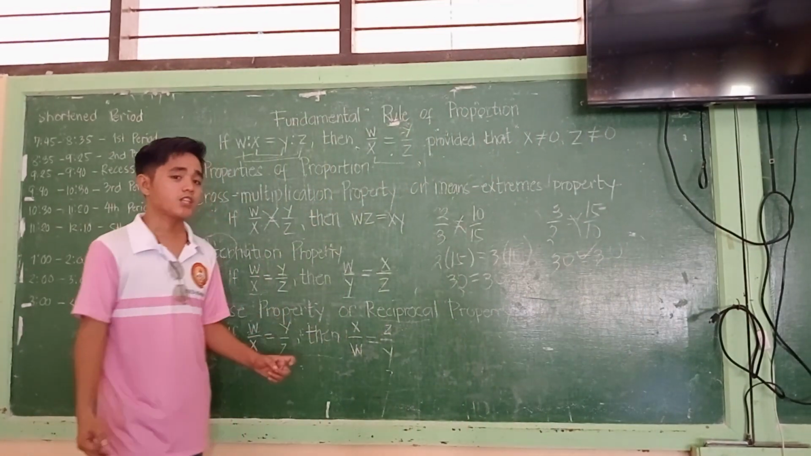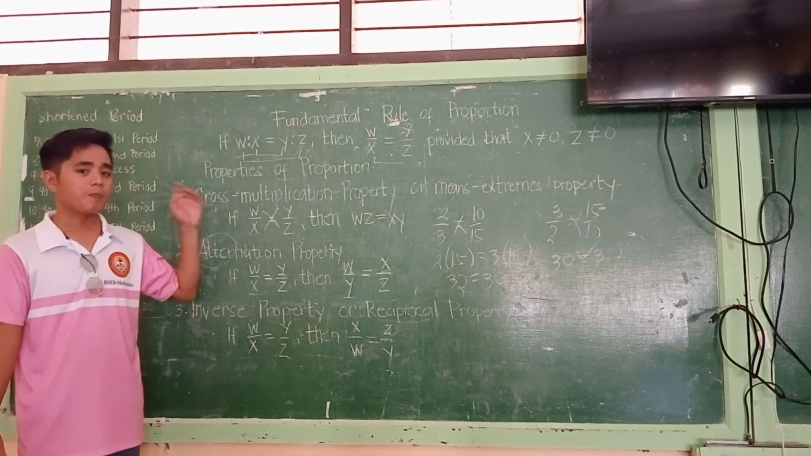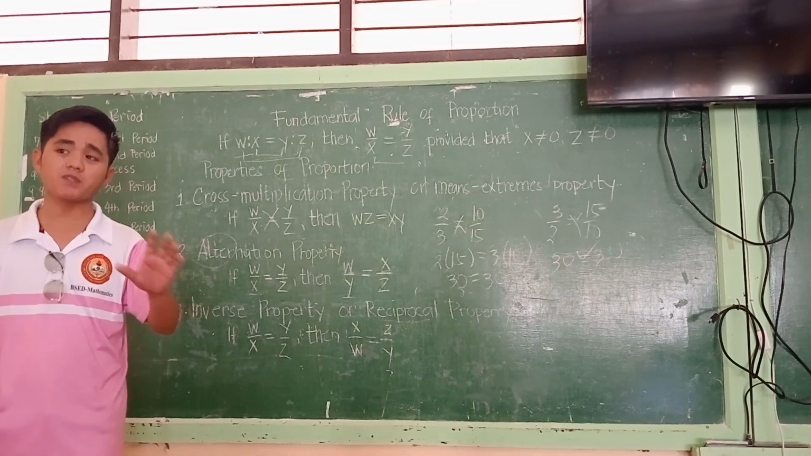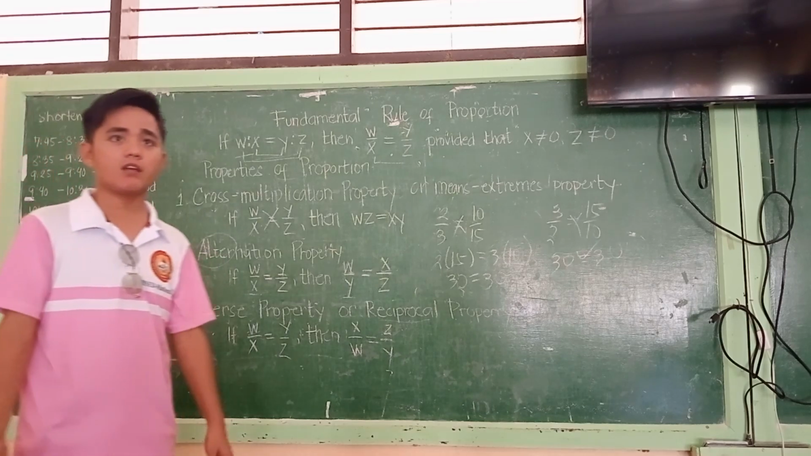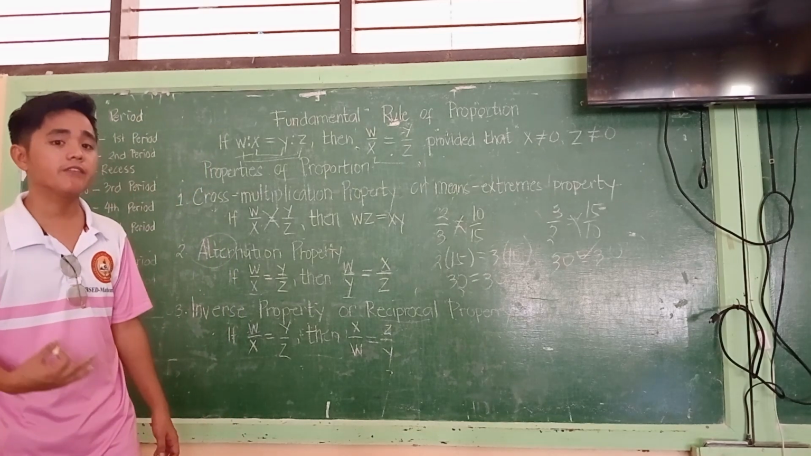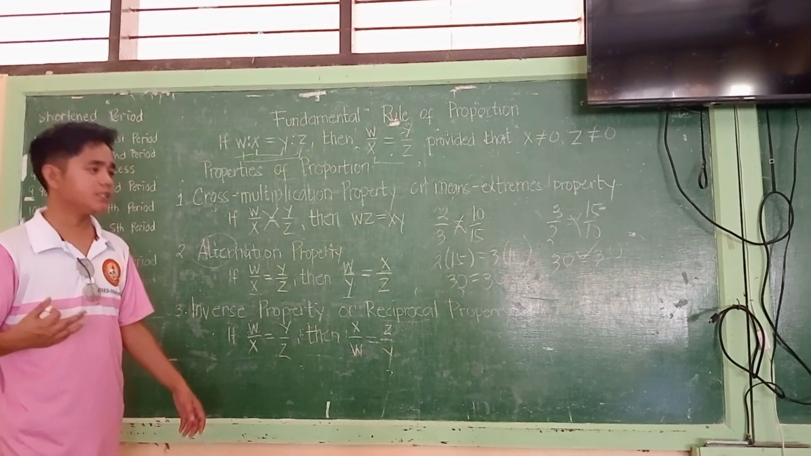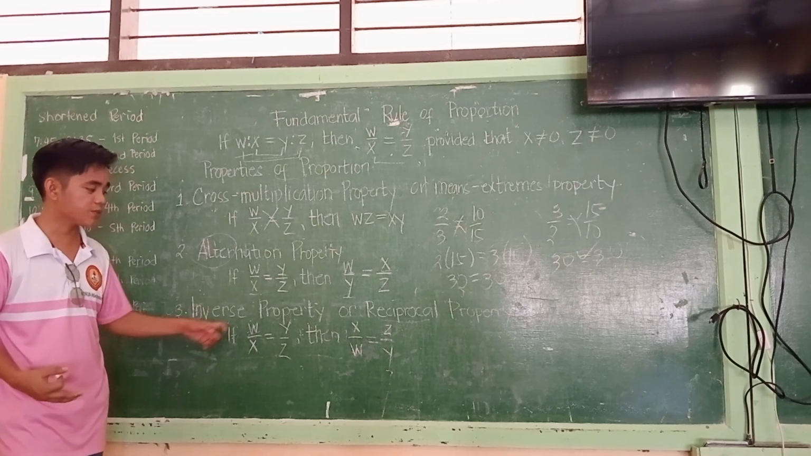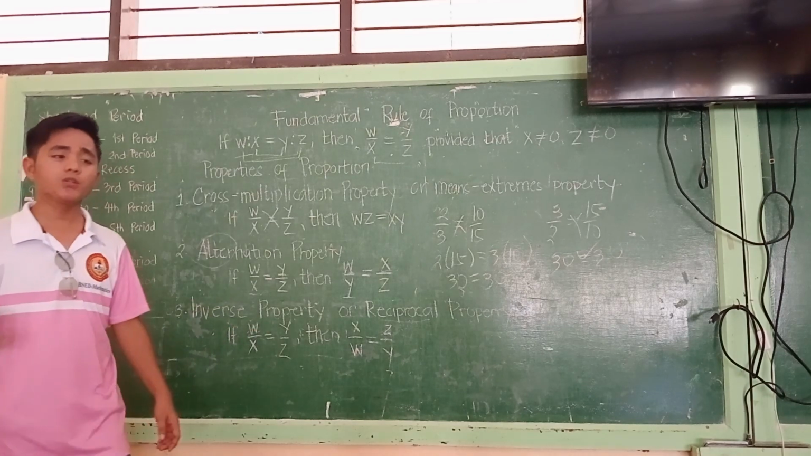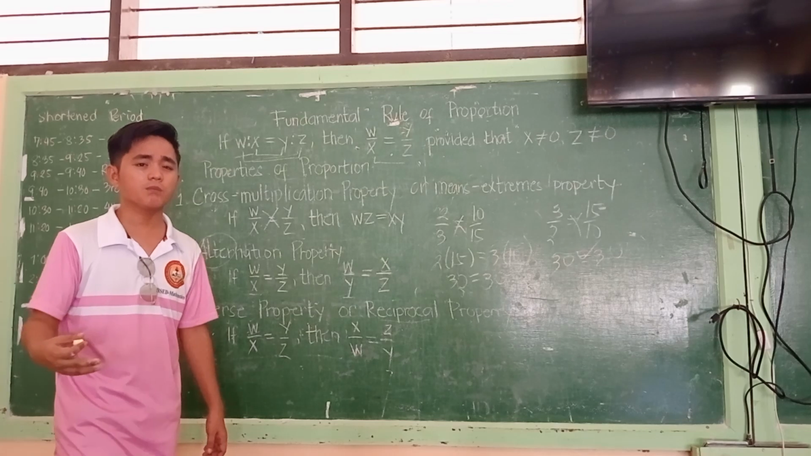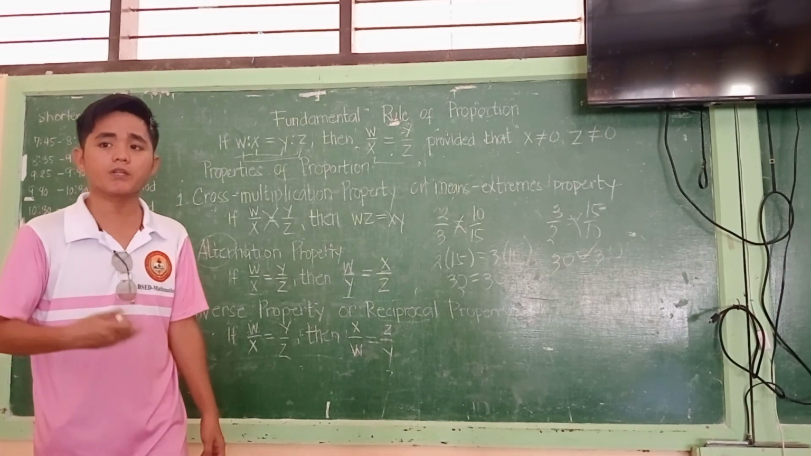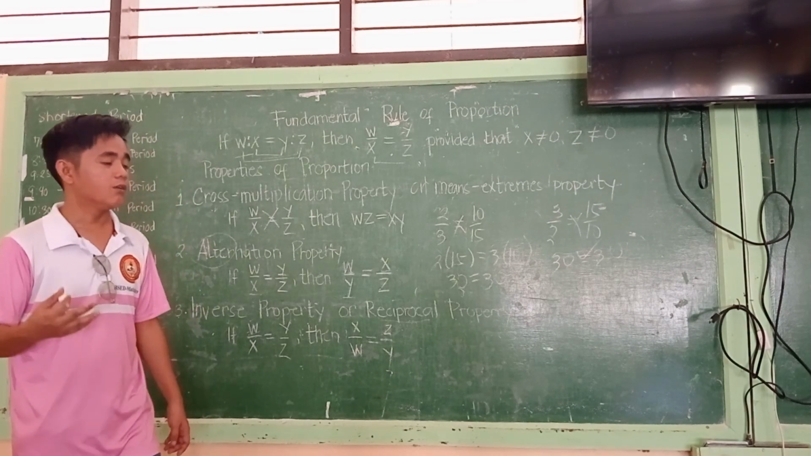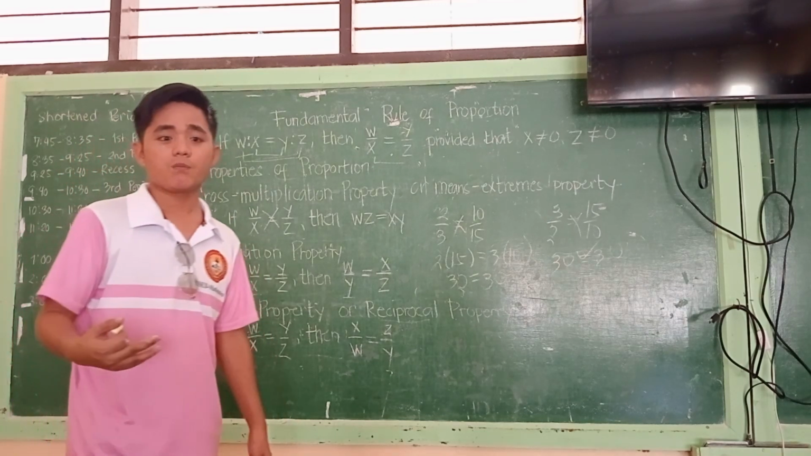No questions? Okay, it doesn't mean that a property is only allowed for a specific use. For example, if we have a given proportion, it doesn't mean you must use the alternation property, or you must use the inverse property. You could use all the properties that you want, as long as you are able to solve the given problem. Understood? Okay, now let us proceed to the fourth property.